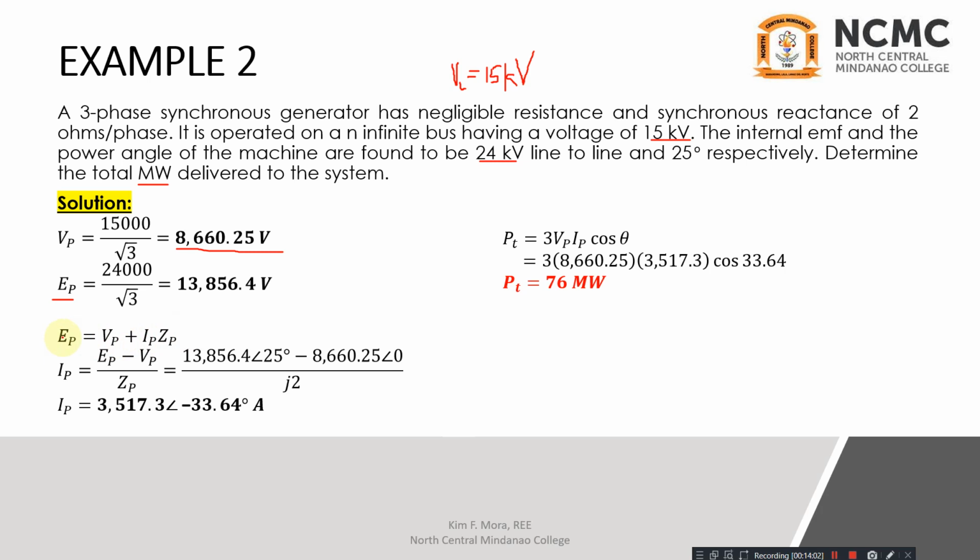After that, we substitute into our formula, EP is equal to VP plus IP times ZP. Then we manipulate our formula to find the value of our IP. We transfer VP to the other side of the equation, so it becomes EP minus VP. After that, you divide both sides of the equation by ZP to cancel it, so only IP remains on one side, while the other side is divided by ZP.